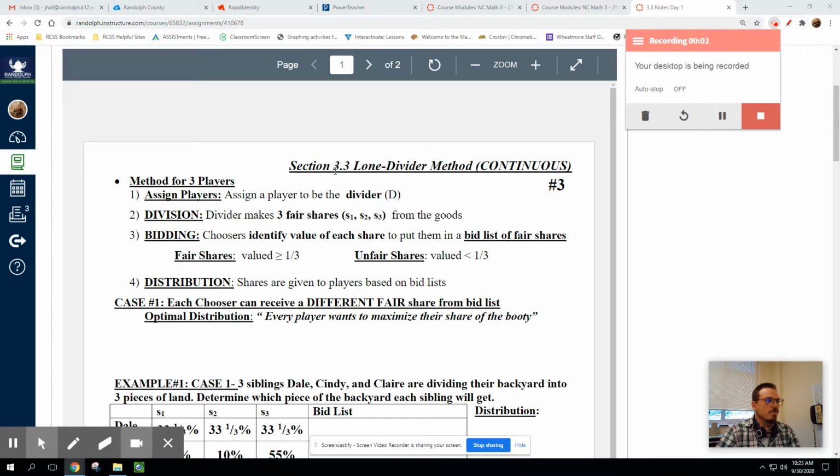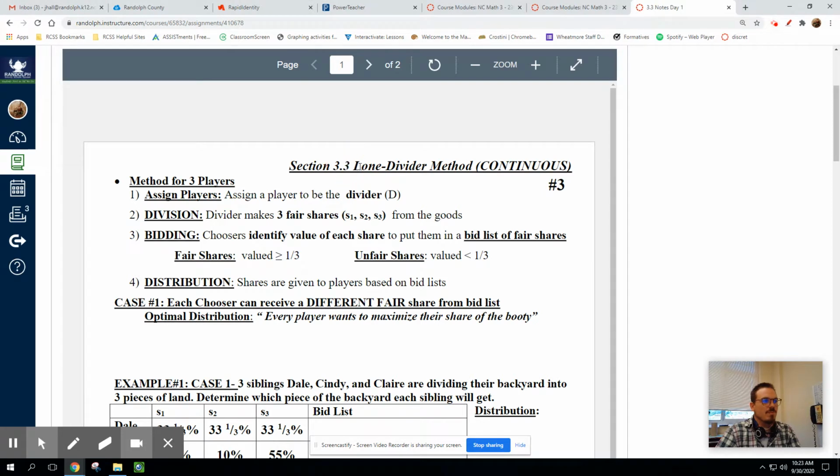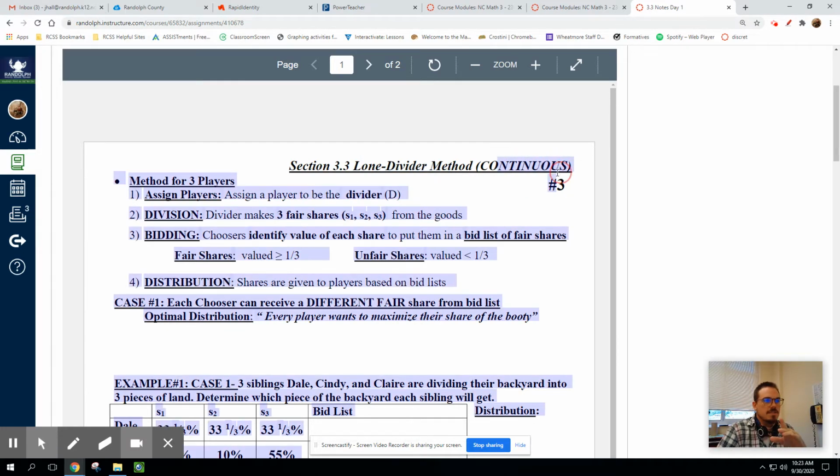Okay, so for this one, we are doing the 3.3 loaner divider method. Like you learned in the previous one, the divider chooser method, you had two people, the divider and the chooser. For this one, the loaner divider method, this is again continuous.